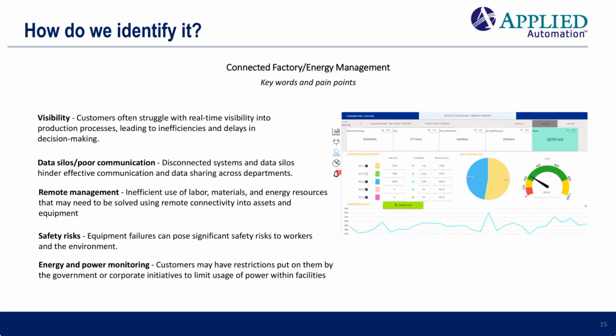Connected factory solutions are the next one. What these do, and the solutions we have in place, is they track and analyze machine performance, uptime, and energy consumption to optimize production efficiency and reduce operational costs overall. It's able to provide real-time insights into equipment effectiveness and energy use, enabling better decision-making for improvements.